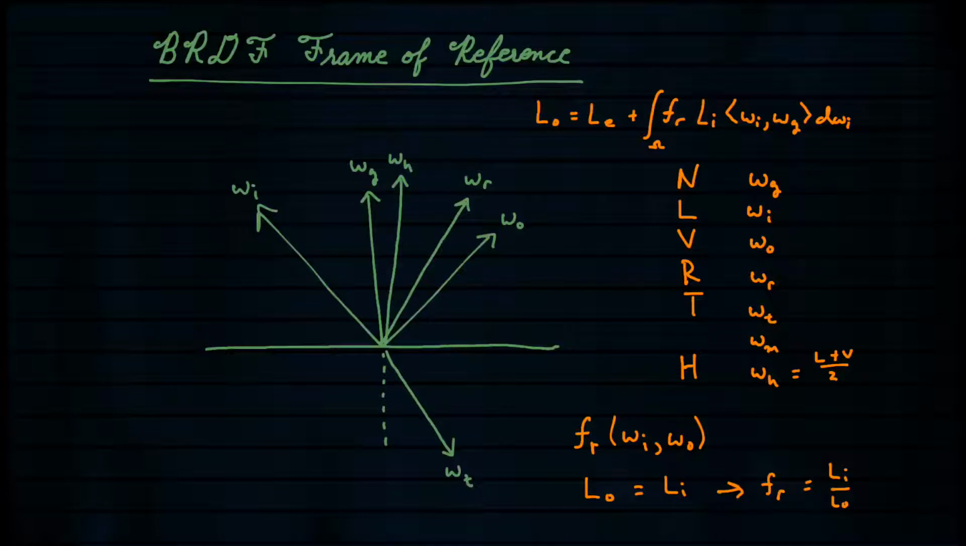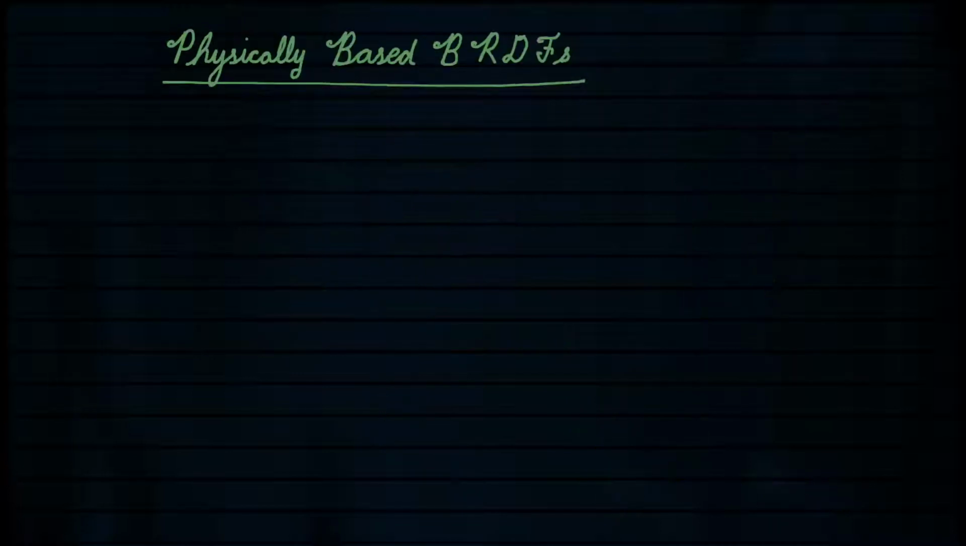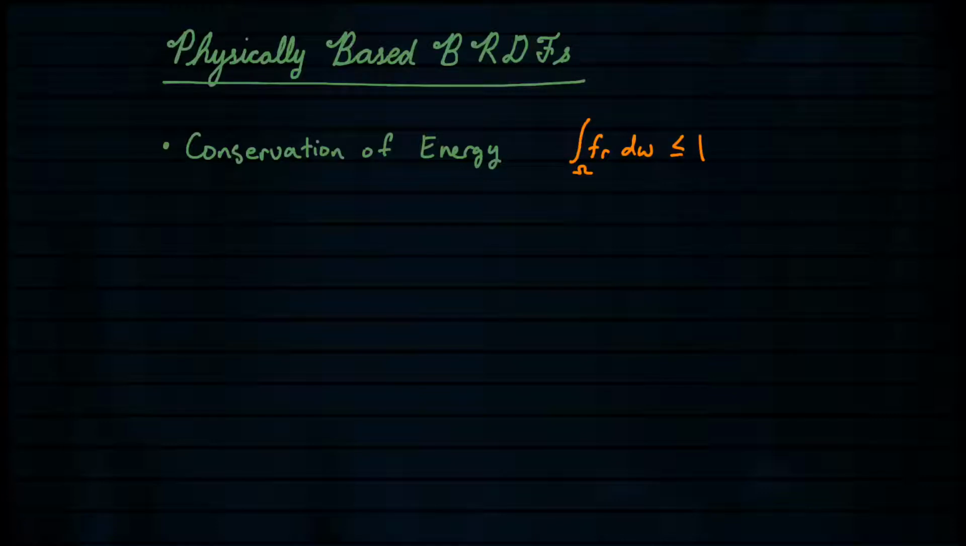So lastly, let's go ahead and take a look at what are some essential rules that physically based BRDFs have to follow. So let's look at some rules for physically based BRDFs. 1, we have conservation of energy. This means that we can never reflect more light than comes in. Mathematically, this means that if we were to integrate the entire hemisphere over our BRDF f sub r, in total it should be less than or equal to 1.